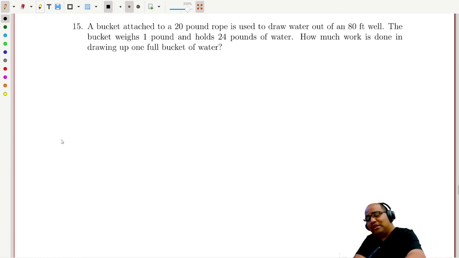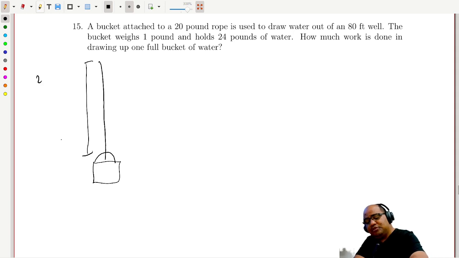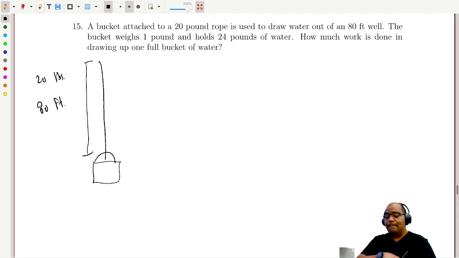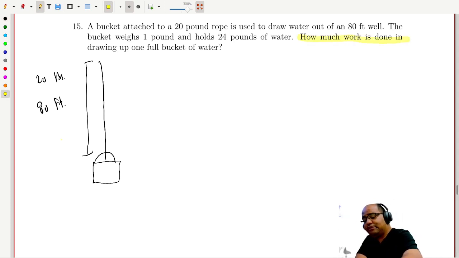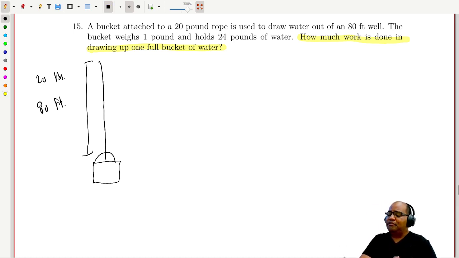Now we have a bucket on a 20-pound rope. So this rope weighs 20 pounds and it's in an 80-foot well, so 80 feet of rope. The bucket weighs 1 pound and holds 24 pounds of water. So the question is, how much work is done in lifting up one bucket full of water?